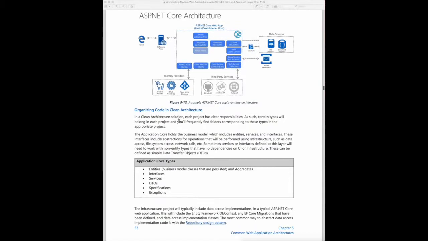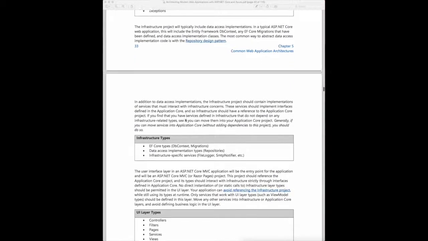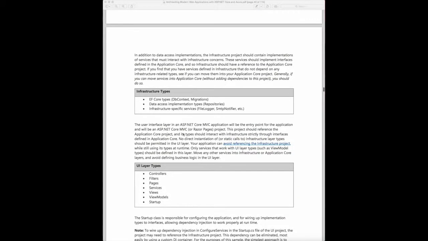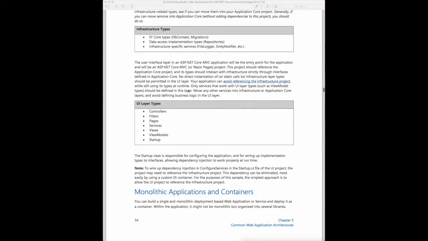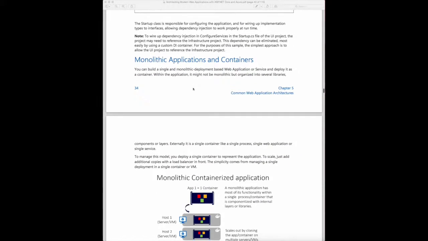So how do we organize code in clean architecture? This shows application code types, infrastructure types, databases, and what the different elements are in the UI layer: types, controllers, filters, pages, a lot of ASP.NET Core MVC elements for simple monolithic applications.